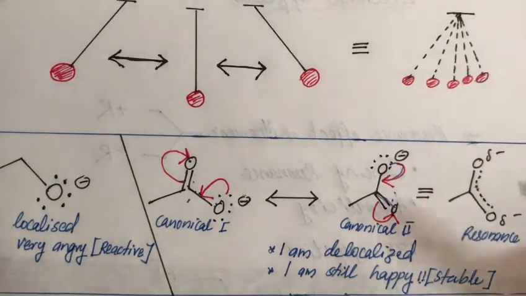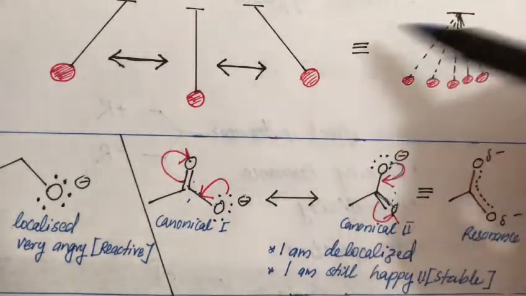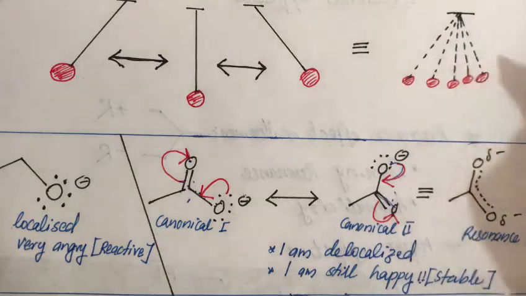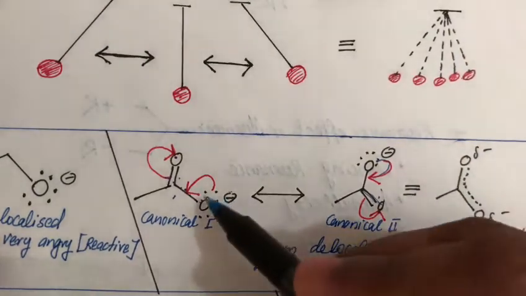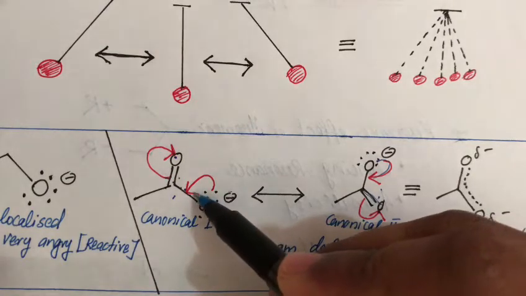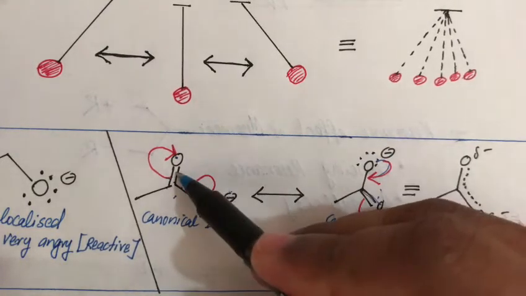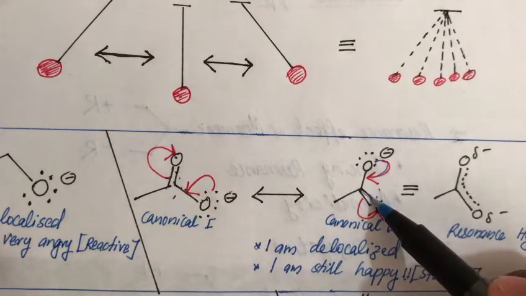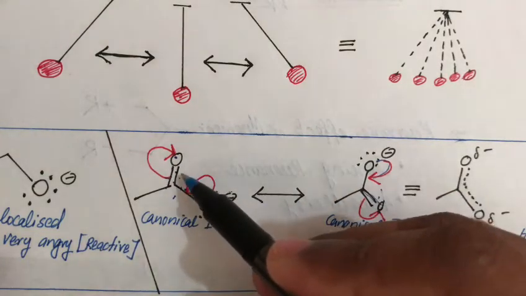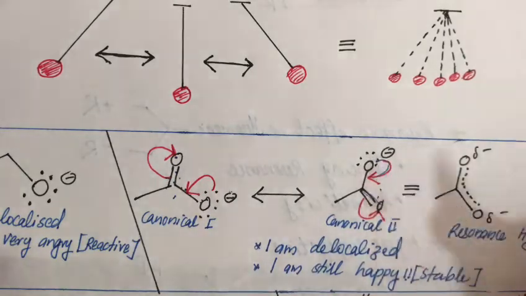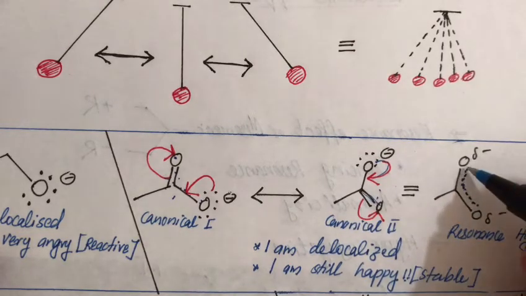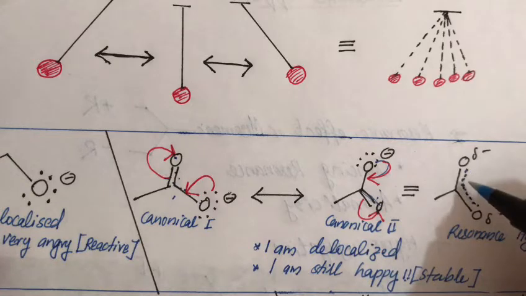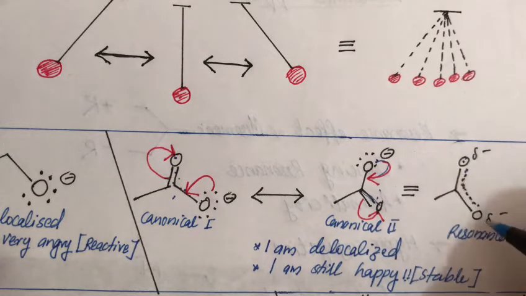Here we pictured the path of motion of the pendulum; here we should picture the path of electronic motion. The electron moves through this position. Initially the pi bond is here and finally the pi bond is here. That means a pair of electrons is moving between these two oxygens. That's why we represent the hybrid this way. So these two electrons are available for this oxygen as well as this oxygen.